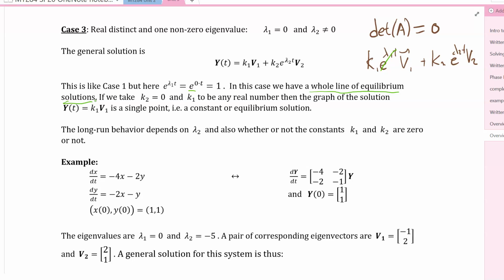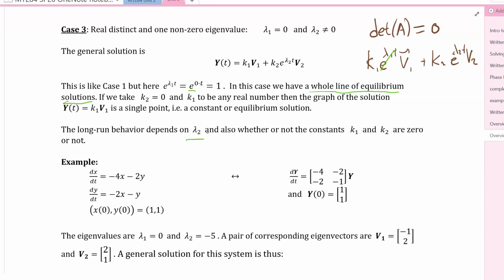Alright, and when thinking about the long run behavior, it's a little bit simpler in this case. It's only going to depend on lambda 2 because the e to the lambda 1t part is just 1, so that has no effect as t goes to infinity. That part's constant, so it's either going to go to infinity if lambda 2 is positive, or approach K1 times V1 if lambda 2 is negative. Again, lambda 2 we're assuming is non-zero. It's either positive or negative, not 0. We'll handle the repeated case in case 3.